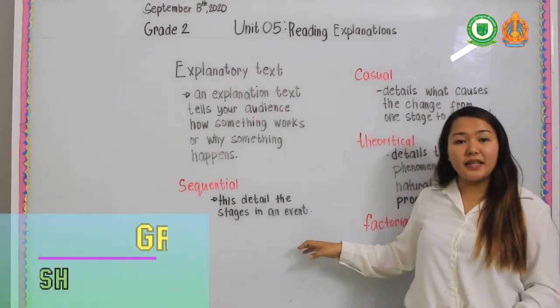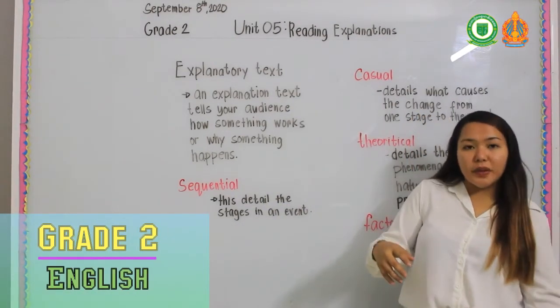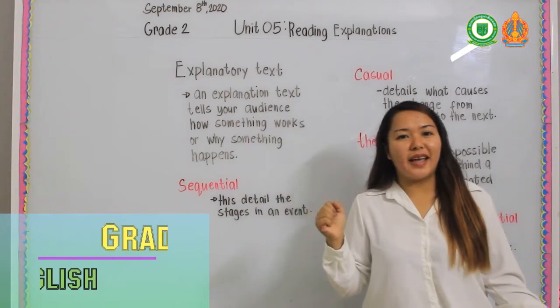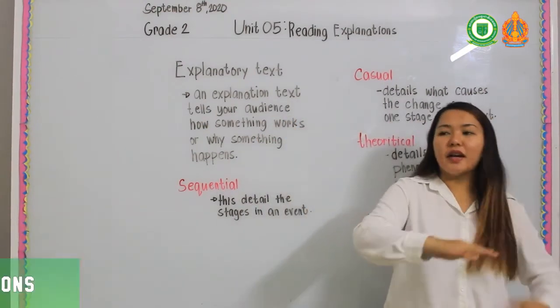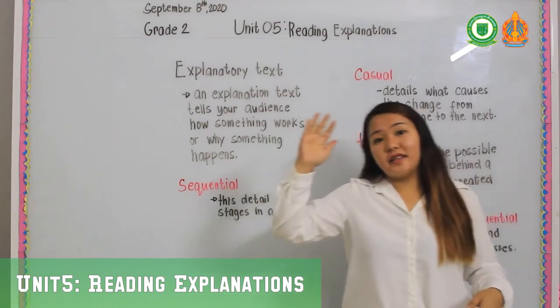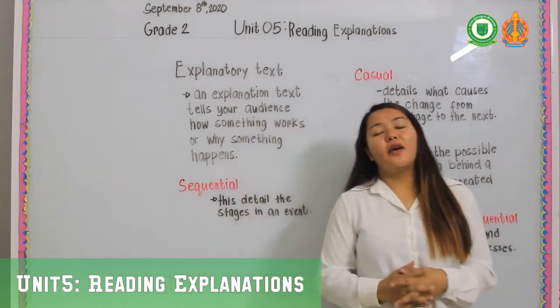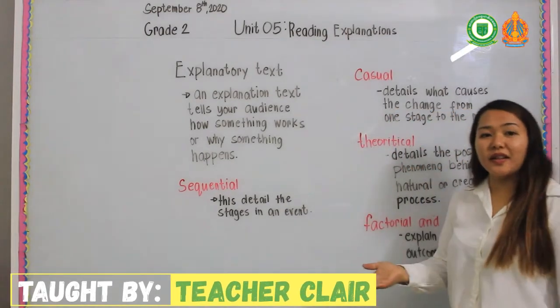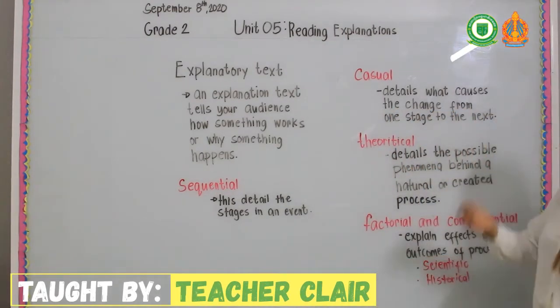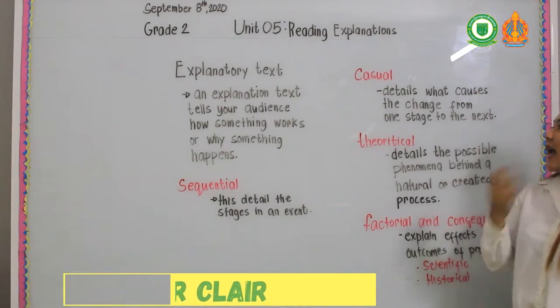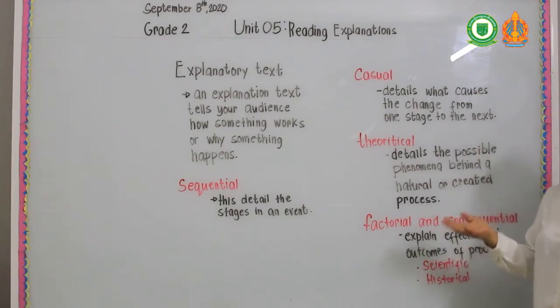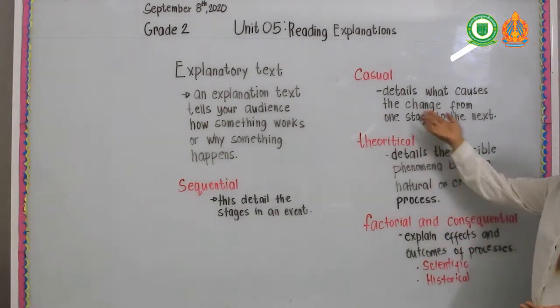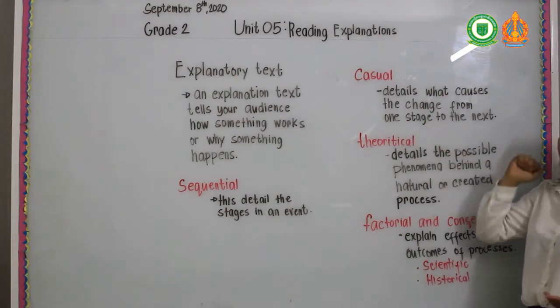And what is the event? The event is a caterpillar becoming a butterfly. Okay, so you should include there the first day until the last final day when it becomes a butterfly. Okay, sequential. We call it sequential. Next, we have your causal. Okay, causal details what causes the change from one stage to the next.